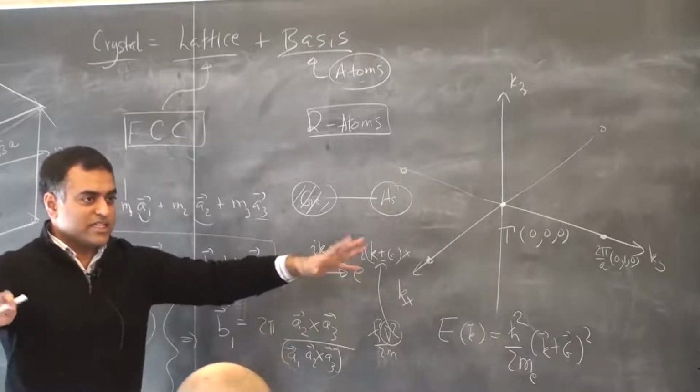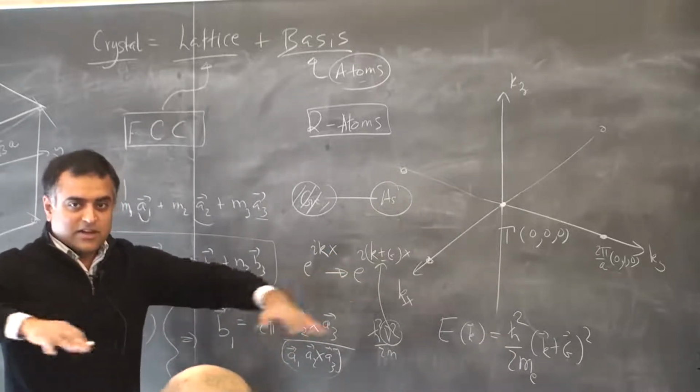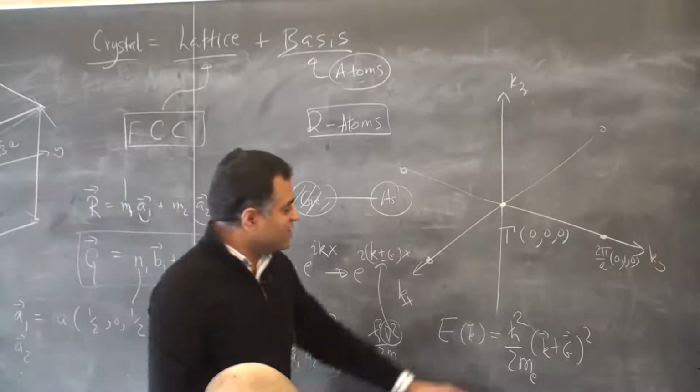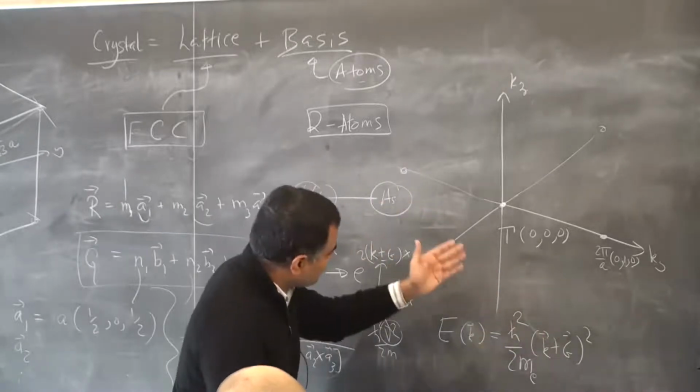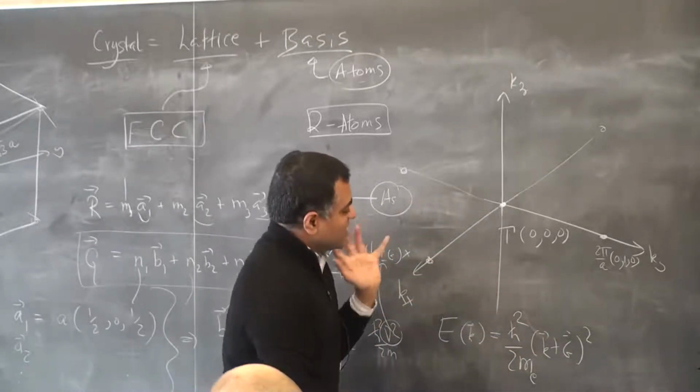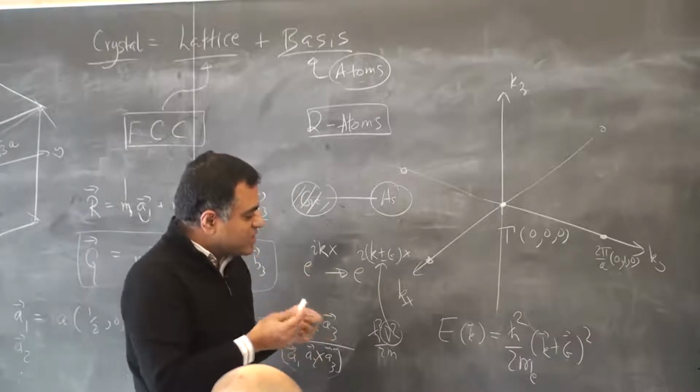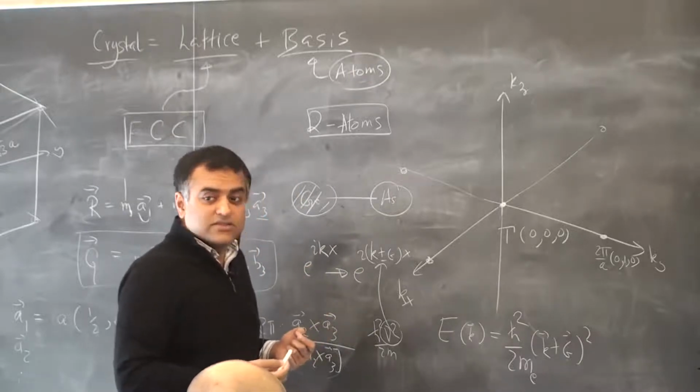So does that make sense? It's the nearly free electron model, which says that I still have free electrons, but the wave functions now satisfy the symmetry of the lattice. So that's different.